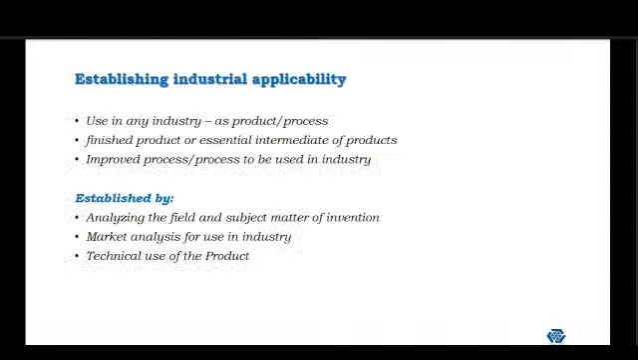Now, industrial applicability. The invention or your innovation, whatever, should be capable of being reproduced through an industrial process into a finished product or essential intermediate of a product. It can be established by analyzing the field and subject matter of the invention, market analysis for use in industry, and technical use of the product.